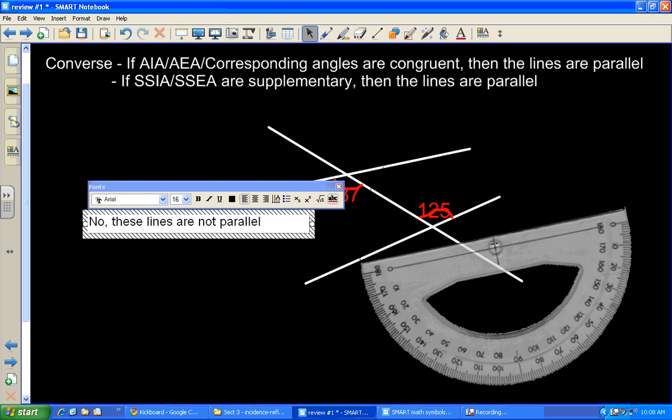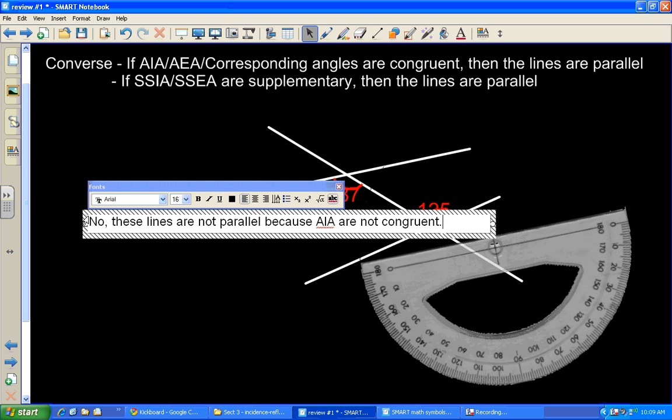I'm going to be looking for that because, and here's the kicker, do not simply say the angles. If you say the angles, you're going to miss points. You have to tell me which ones you used. In this case, because AIA are not congruent.